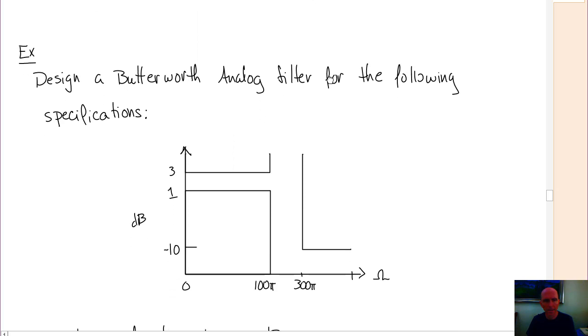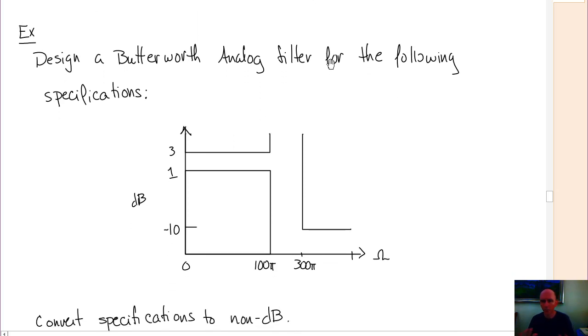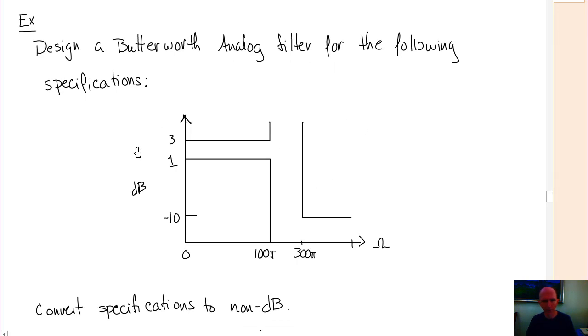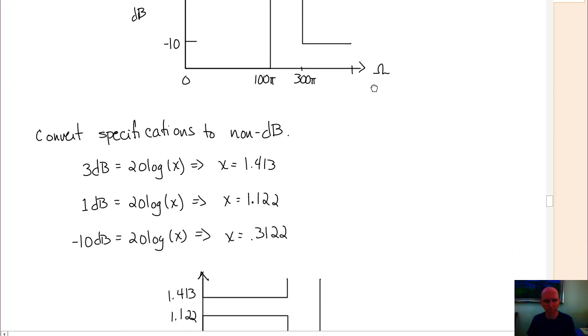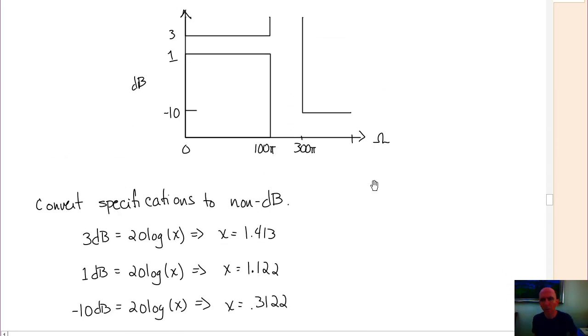Now let's go through a complete design of a filter. Let's say these are our specifications. Specifications are always going to be given in dB. So in the pass band, we want the magnitude to be between 3 and 1 dB. And then we want at least 10 dB of attenuation in the stop band, 300 pi radians per second and more. The first thing we do, because the specifications we use to design the filter are not in dB, is convert from these values into non-dB values.